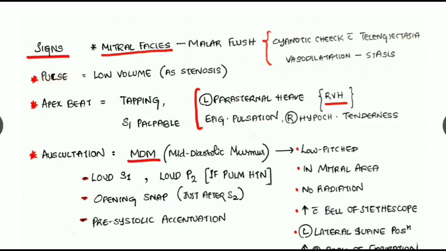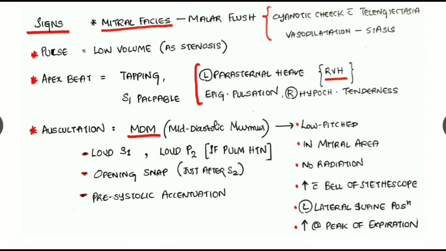So next is the pulse. Pulse is of low volume type as it is a stenosis, that is there is reduced cardiac output. Next, regarding the apex beat, it is a tapping apex beat and the S1 can be palpable. So if there is a right ventricular hypertrophy, then features of this right ventricular hypertrophy can be seen. It is the left parasternal heave, epigastric pulsation and right hypochondrial tenderness.